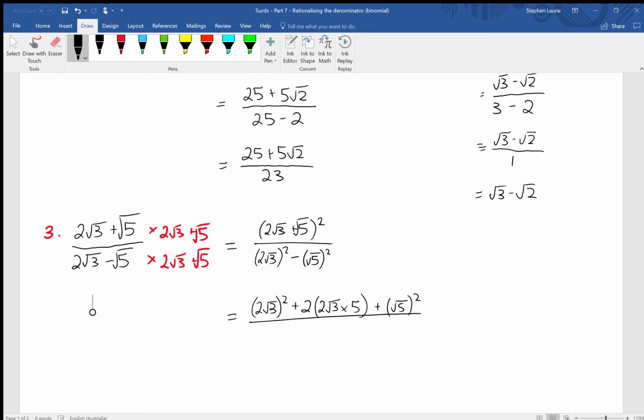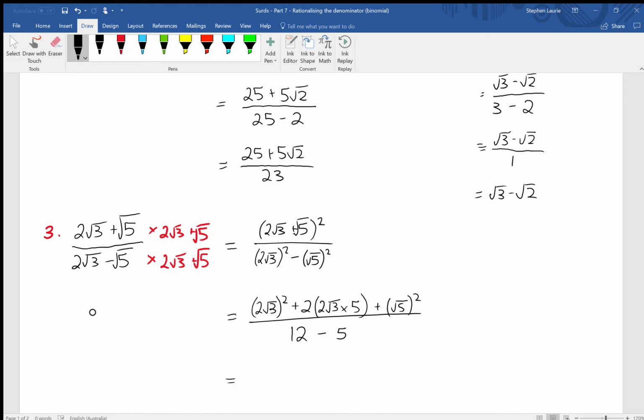So that's using our perfect square rule. Okay. And on the bottom, okay, let's focus on 2 root 3 all squared. 2 squared is 4, and the square root of 3 squared is 3, and 4 times 3 is 12. Minus the square root of 5 squared, well, that's just 5. Alright, back to our numerator.